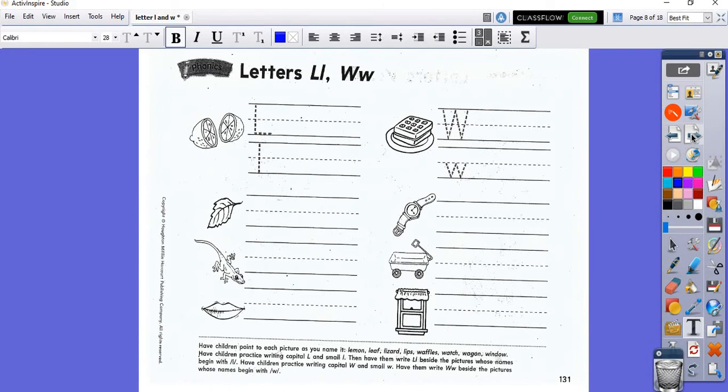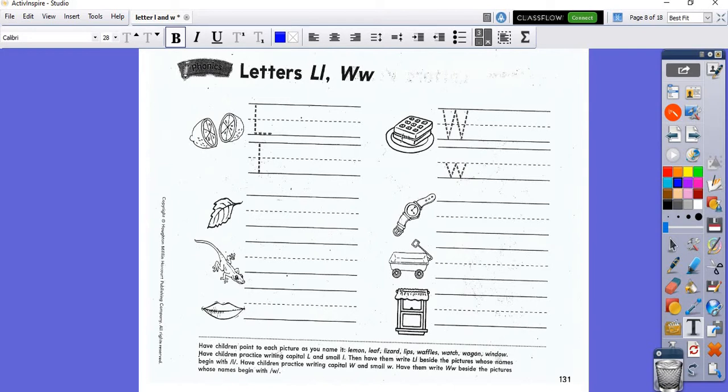Okay, now this page is your homework page. Lemon, starting with letter L. The L sound is leaf, lizard, lips. These are letter L pictures, and you are the one who will write the spelling for each picture.